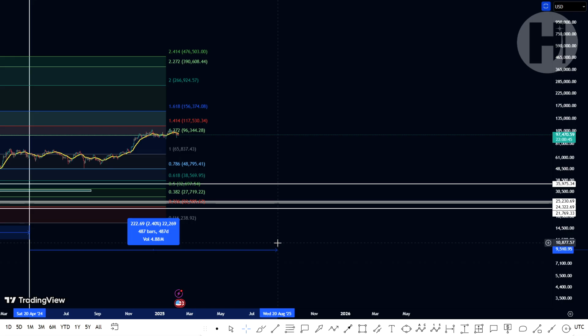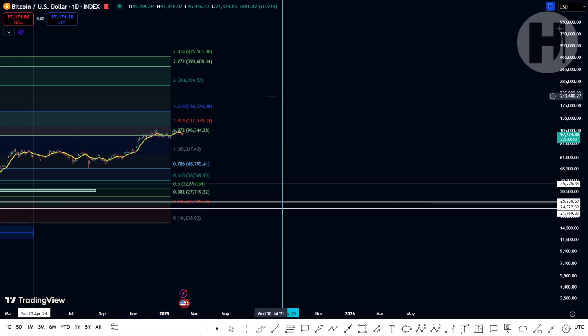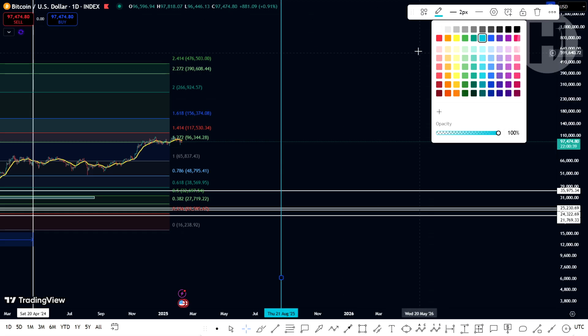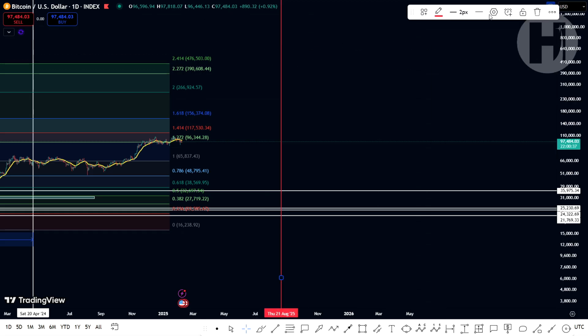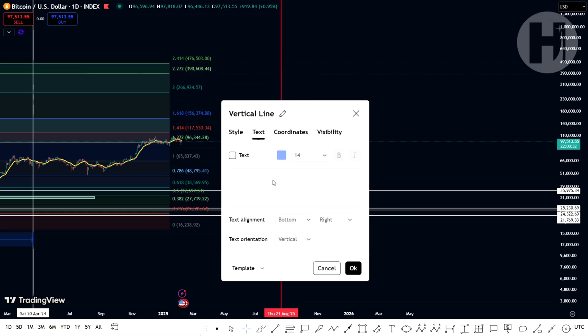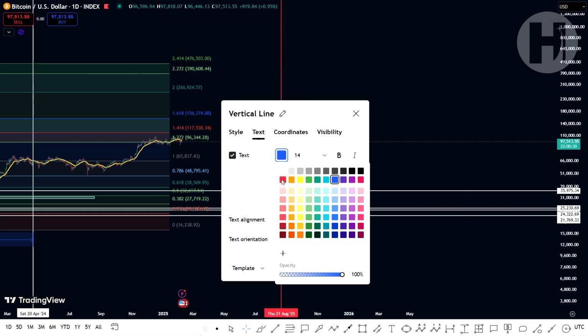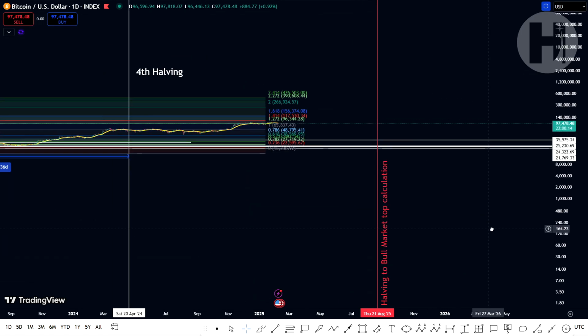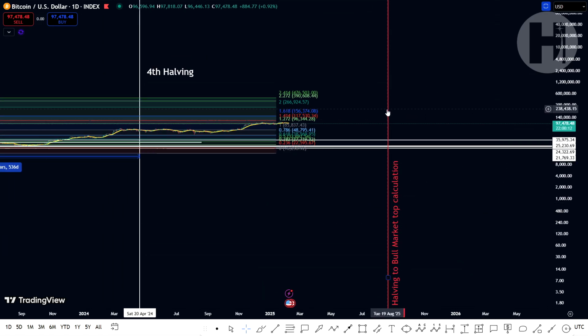Let's set up a vertical line here. And this is according to the bear market to bull market calculation. So we're going to add the text here. We're going to make it red. We're going to make it slightly bigger. And this is halving to bull market top calculation. Okay. So this is our expectation here for August.